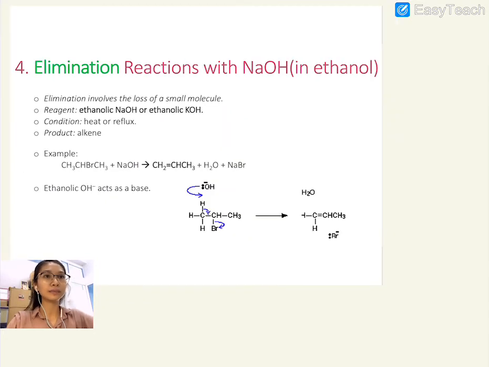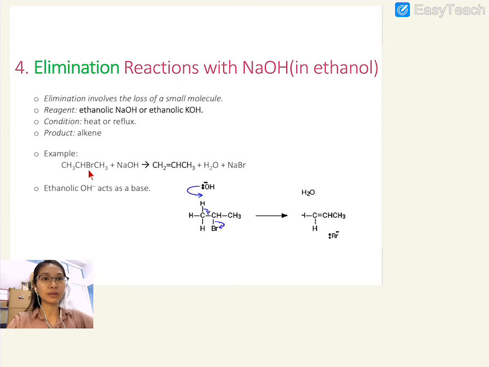So to recap, elimination reaction will happen when we use NaOH in ethanol. Elimination involves a loss of a small molecule, in this case our water molecule and the bromide ion. The reagent is ethanolic sodium hydroxide or potassium hydroxide, but remember we use ethanol as our solvent. The condition is the same as the substitution reaction, heat or reflux, and we will get an alkene as our final product. So the example is here.